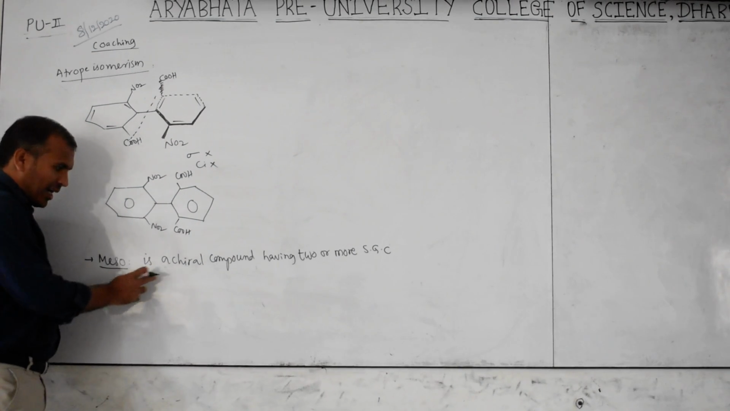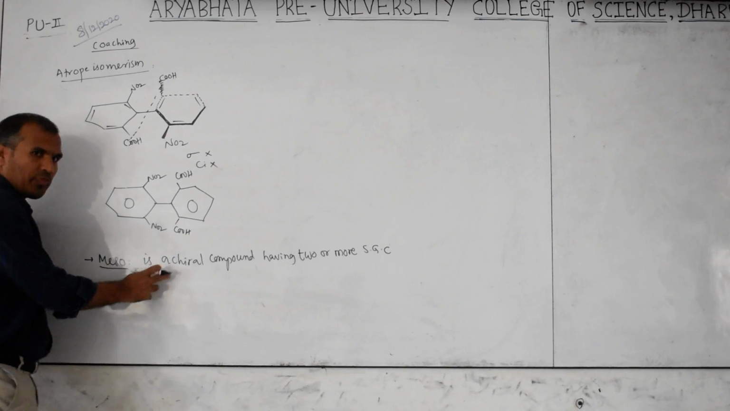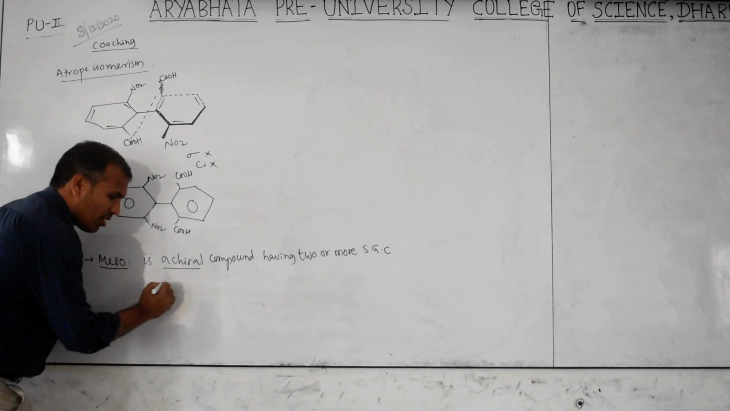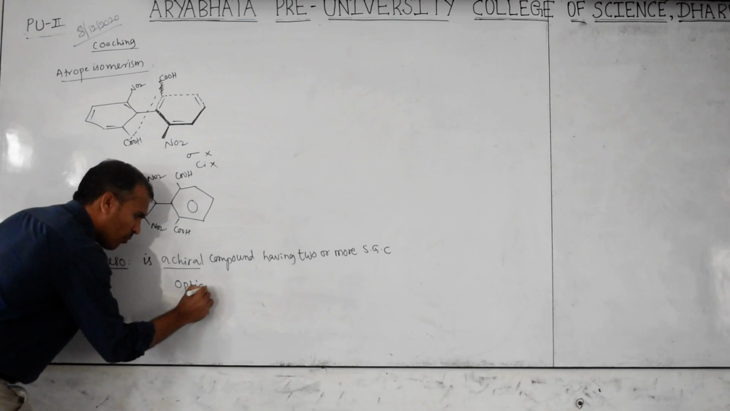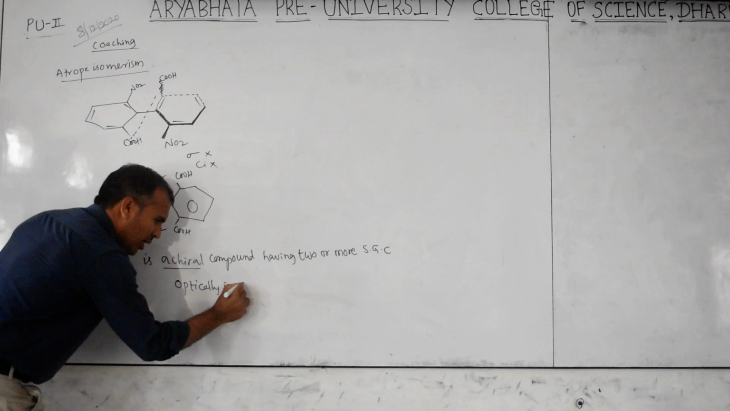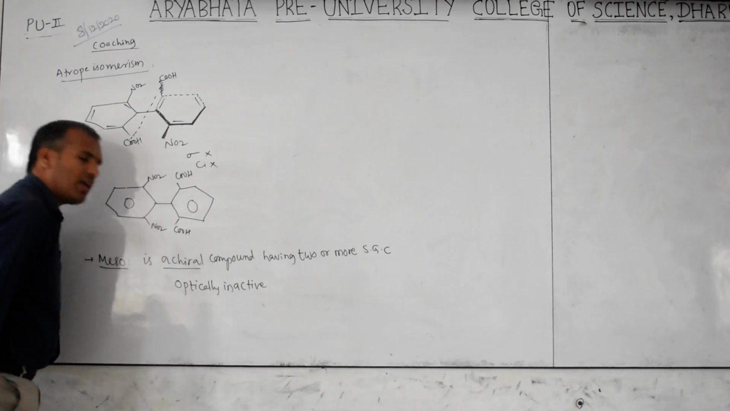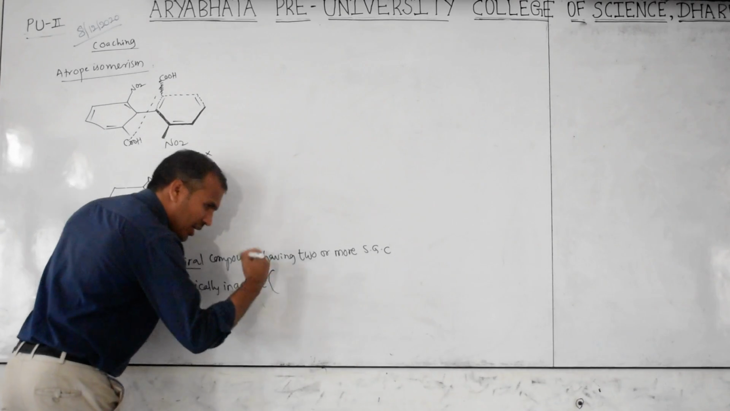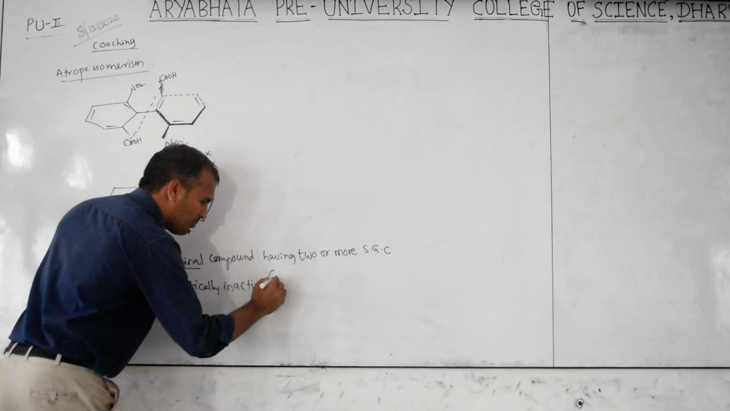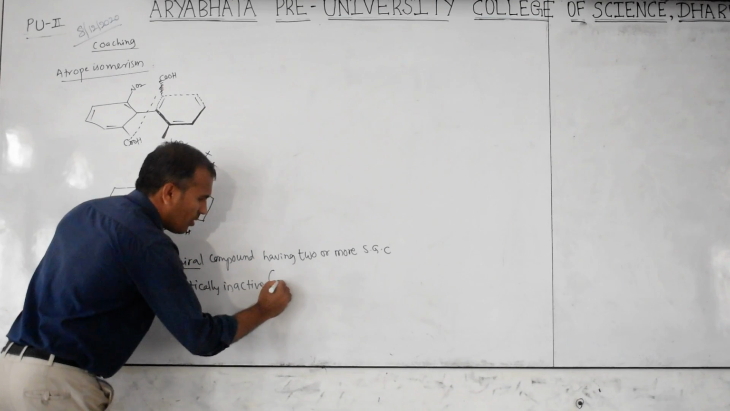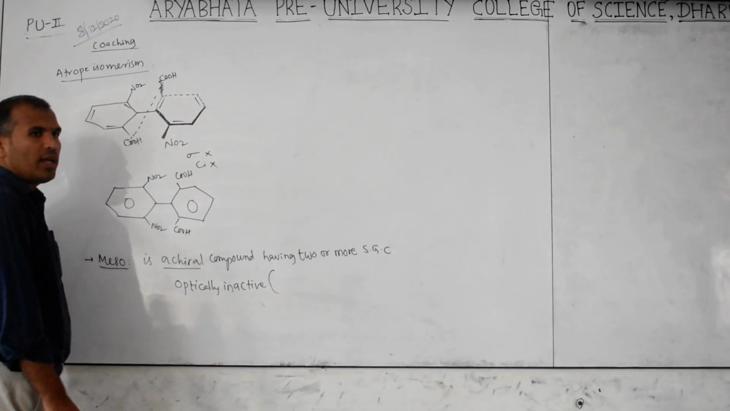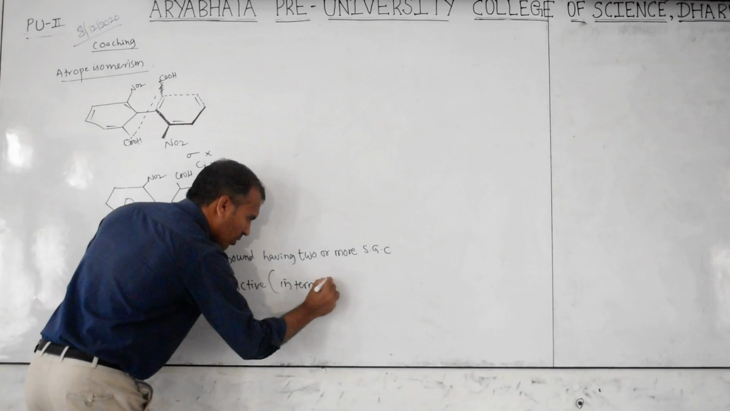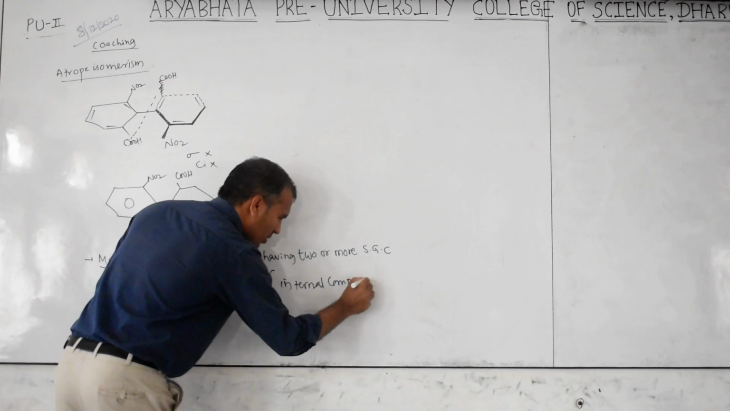Why is this achiral? Achiral means what? Optically inactive or active? Achiral means optically inactive. Keep in mind, a meso compound is always optically inactive. Why is it optically inactive? Already given in the last class in the rules. Due to what? Internal compensation.